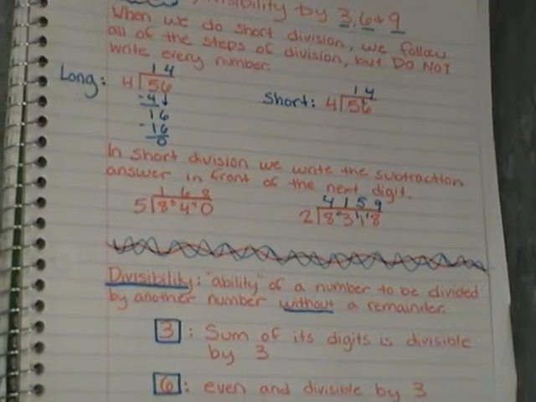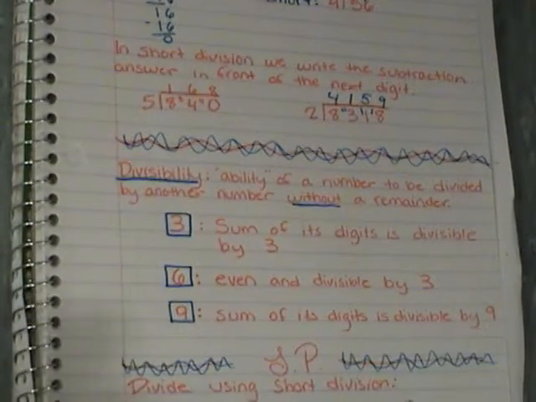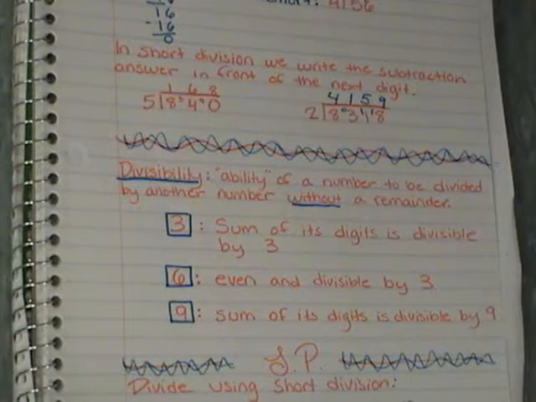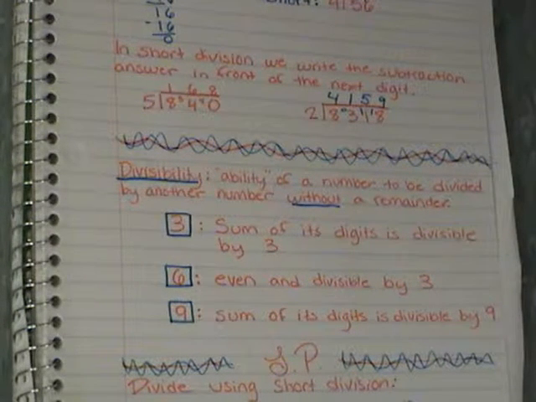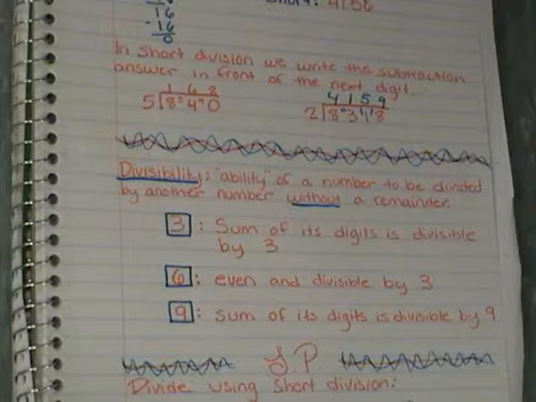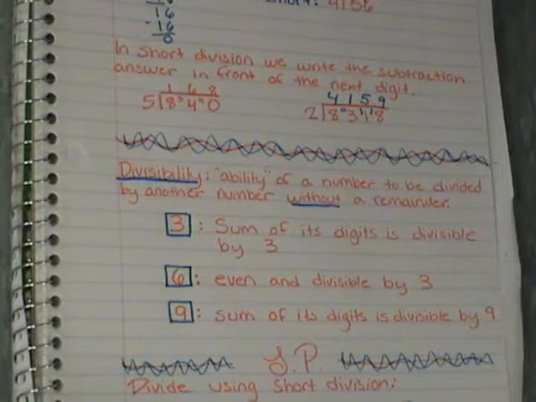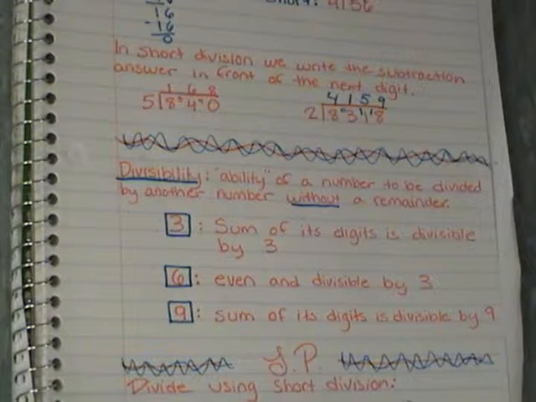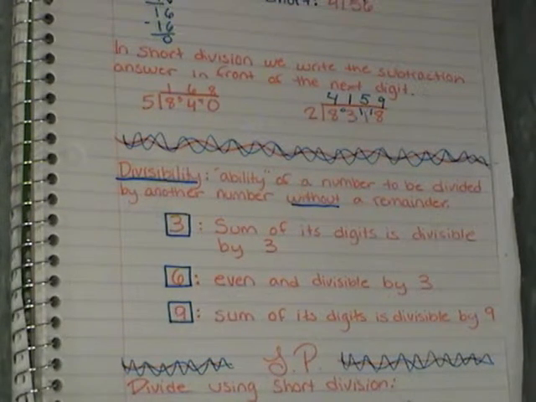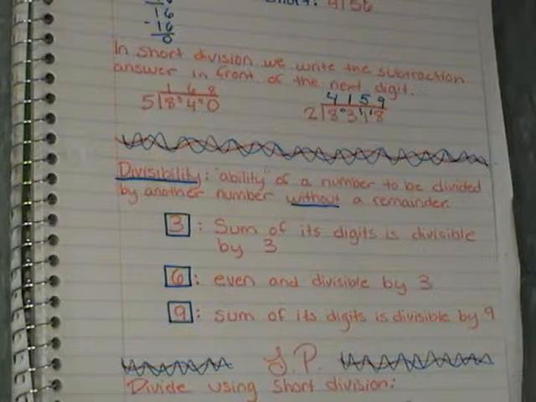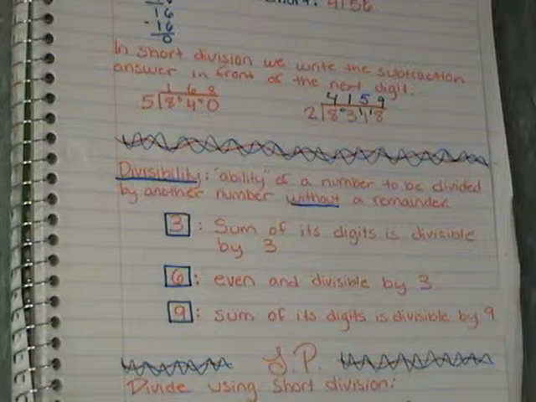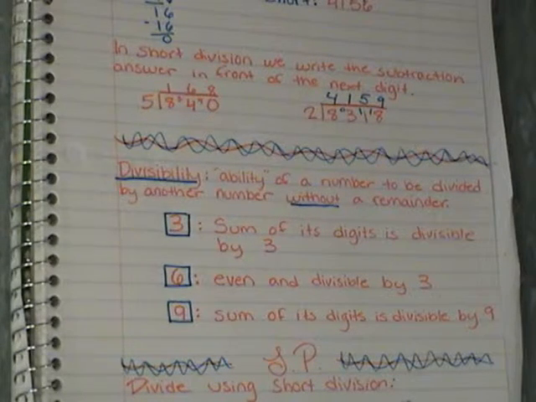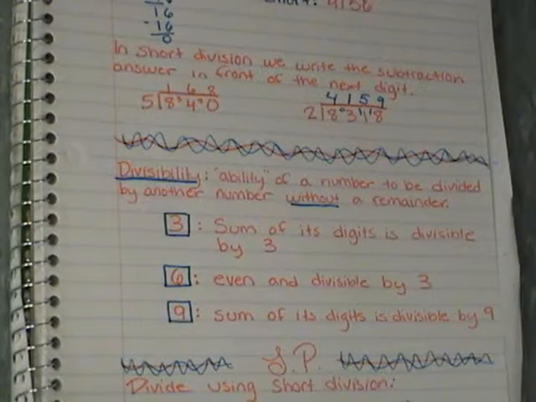All right, now on to the second half of the lesson. And it says divisibility. So what does that mean? It means the ability of a number to be divided by another number without a remainder. So if that number can go into a different number evenly, you don't have a remainder, it fits in perfectly. Okay, so today we're talking about 3, 6, and 9. So the rule for a 3: if the sum of its digits is divisible by 3, then the number is divisible by 3.